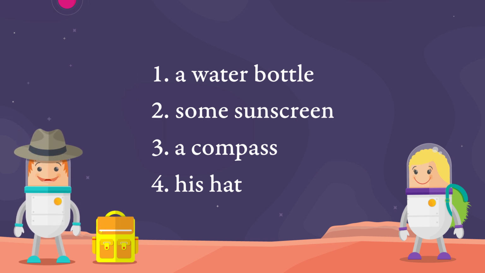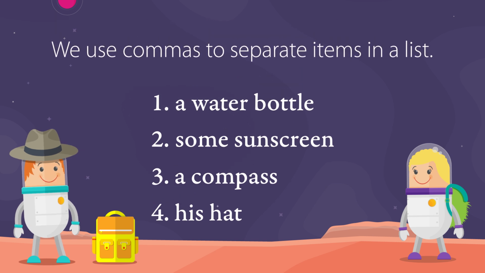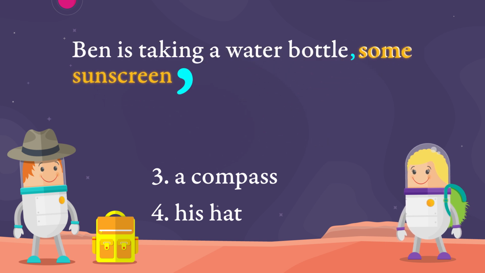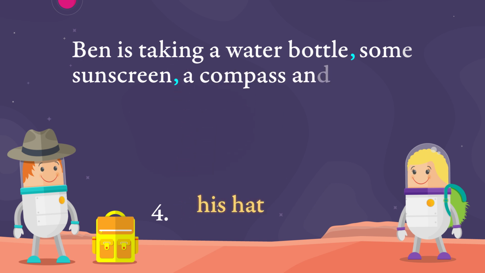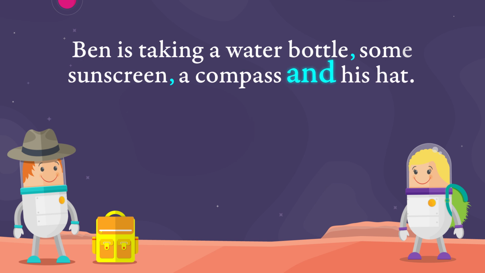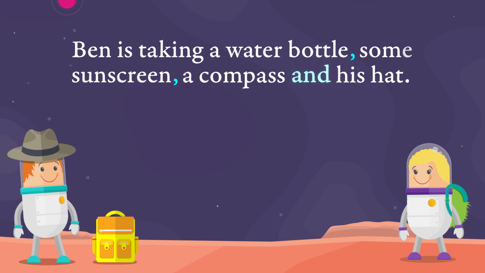If we want to write Ben's list of hiking gear in a sentence, we use commas to separate each item in the list, like this. Ben is taking a water bottle, some sunscreen, a compass, and his hat. Notice that in this list of items, we don't need a comma between the last two items, a compass and his hat. The word "and" does the job of separating these items.